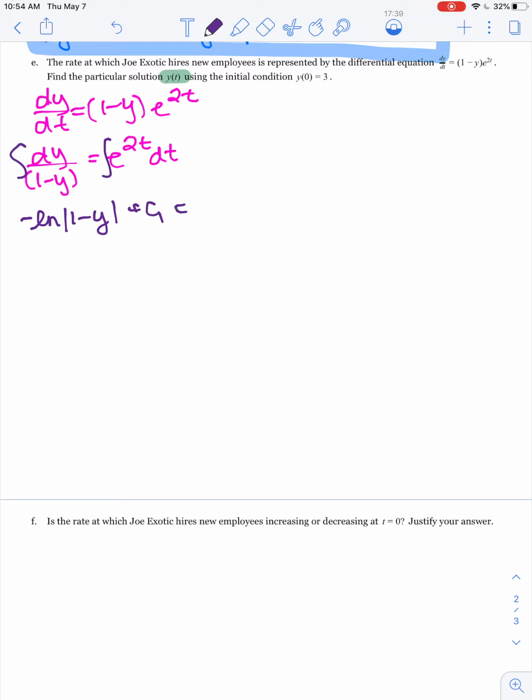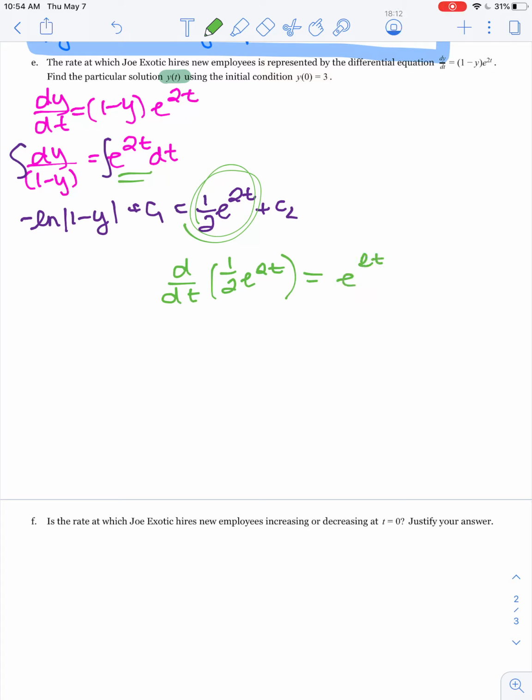The integral of e to the 2t is 1/2 e to the 2t plus another constant. Again, we can pause and check this. If I take the derivative d dt of this function, 1/2 e to the 2t, I should hopefully get back e to the 2t. So the derivative of e to anything is e to that same thing, but then times the derivative of the exponent. So what's the derivative of 2t?